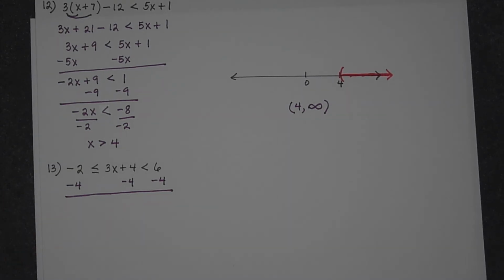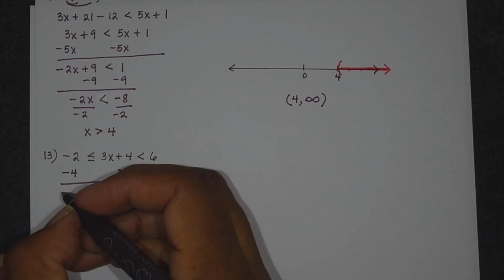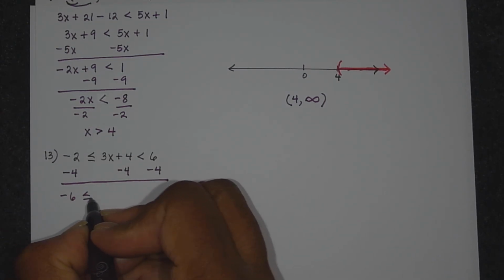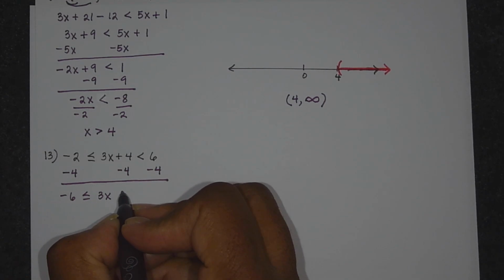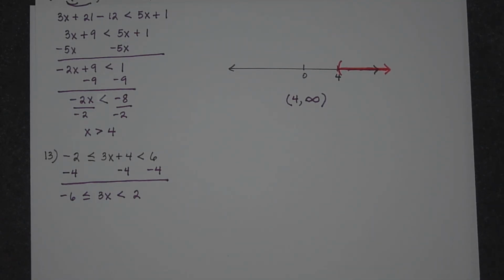Okay, because it is a compound inequality, you have to perform the same operation on all 3 sides. The left side, the middle, and on the right side. What's negative 2 minus 4? Negative 6. That's less than or equal to 3x. And less than 6 minus 4 is 2.